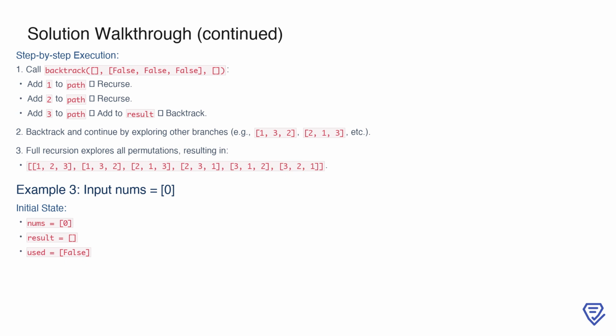so on. The recursive process ensures that all possible permutations are explored. Once complete, the result contains all 6 permutations of [1, 2, 3]: [1, 2, 3], [1, 3, 2], [2, 1, 3], [2, 3, 1], [3, 1, 2], [3, 2, 1].